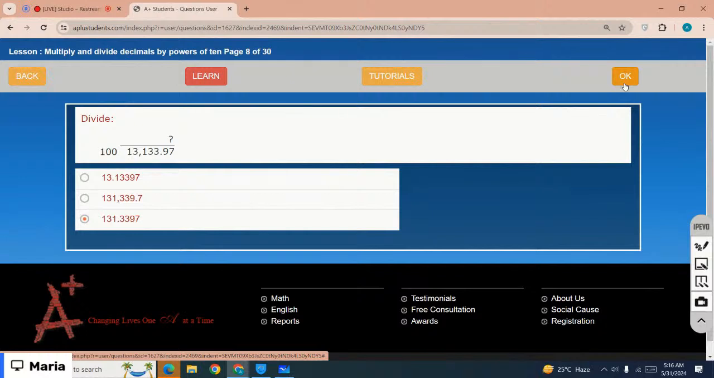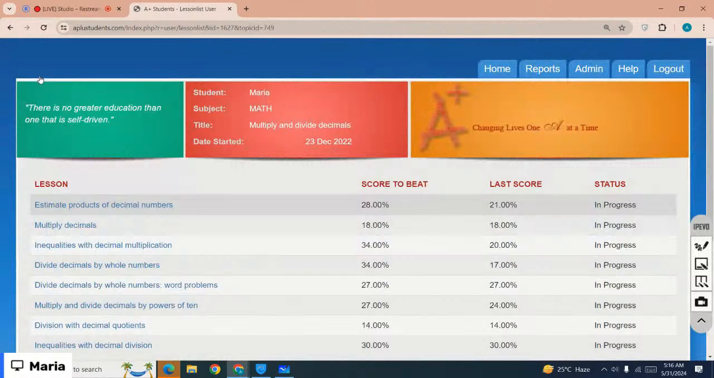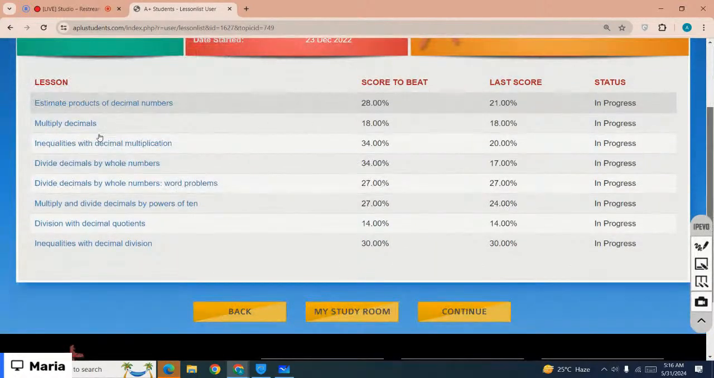Okay, you can complete the lesson by yourself later today. Let me just move on to the next lesson. And the next lesson is divide and division with decimal quotients. Let's just start with the next lesson.